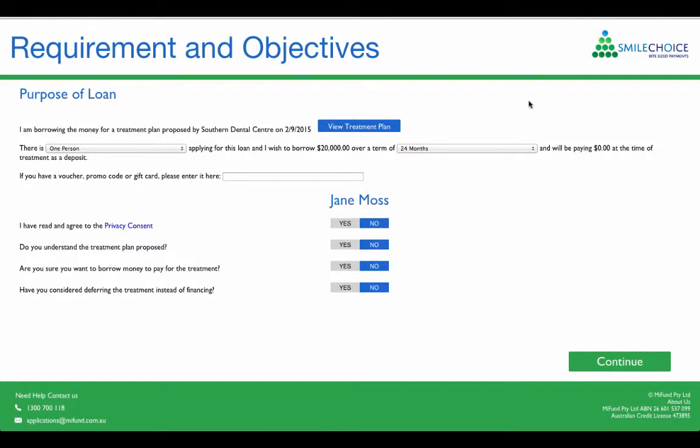The treatment plan document can be viewed by the patient on this screen. It confirms the amounts being financed for a zero deposit loan and any deposit the patient may wish to contribute. The patient will need to answer these 4 questions honestly and to the best of their knowledge. The patient also needs to confirm that they have read the privacy consent, and they can do that by clicking on the privacy consent link and then answering yes. Click the Continue tab at the bottom right-hand corner to proceed when this is done.